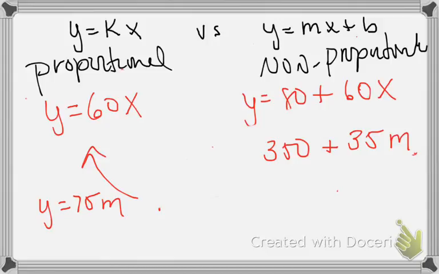Remember, the key thing for identifying non-proportional is finding whether it has a base charge, initial fee, or starting fee. They actually use those words in the problem a lot. They'll tell you your setup fee for this is this, the base charge is this. They just kind of tell you, that's how they tell you.